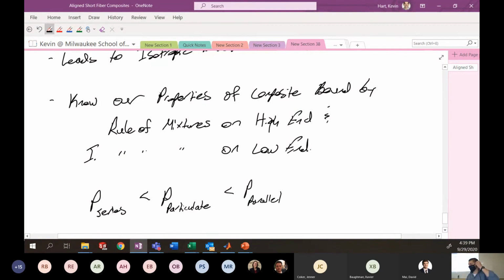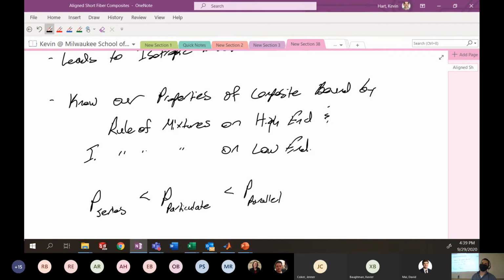And the property that we might get for the parallel model is going to be on the high end. It's interesting here, particulate composites are their own entities. They're their own beasts, okay?